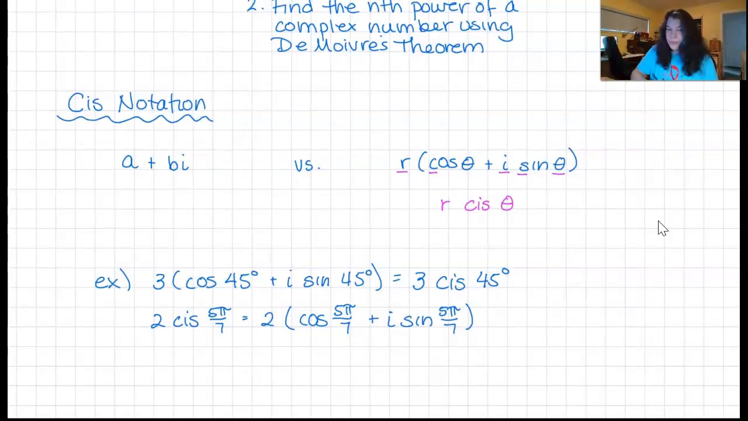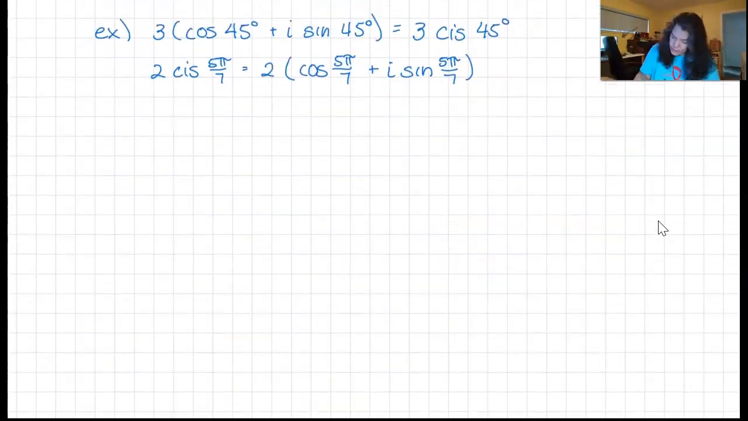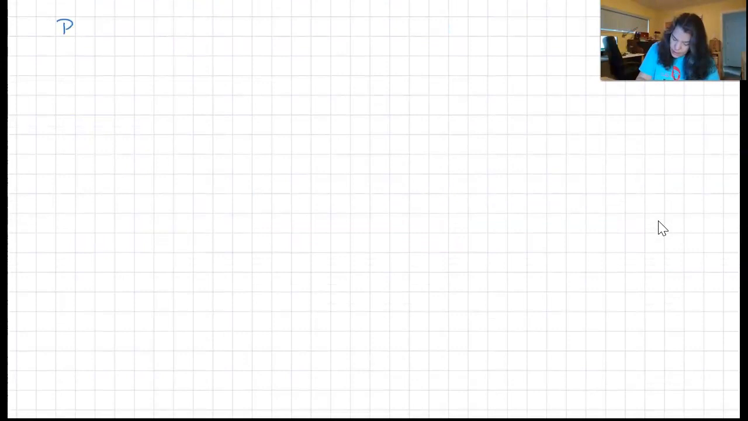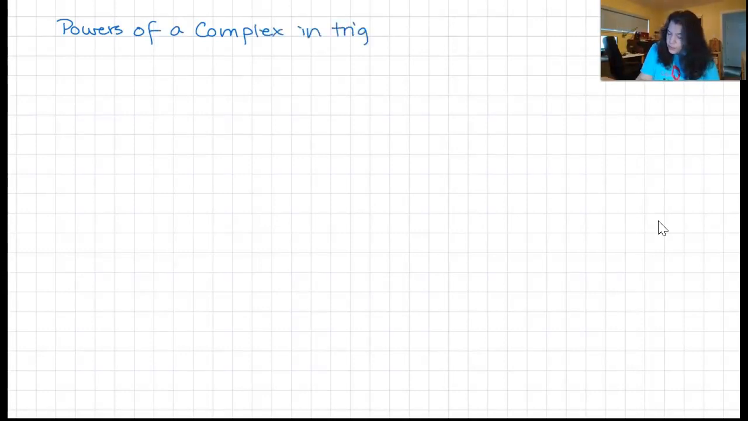All right, so goal number 1, check. Let's look at finding powers now. And powers are pretty straightforward as well. So I'm going to scroll this up. Powers of a complex number in trig form. It actually comes from the fact that we know how to multiply efficiently.